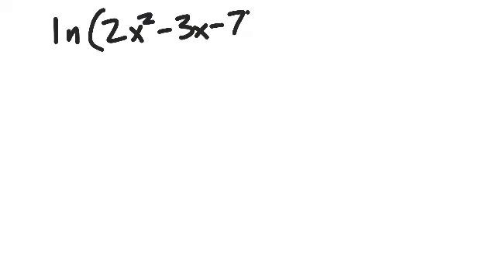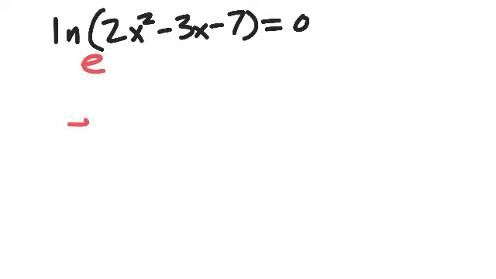Okay, so we're going to work the natural log of 2x squared minus 3x minus 7 equals 0. It should be a minus. So, when I fast forward the video, the guy marked out the plus sign and put a minus in.